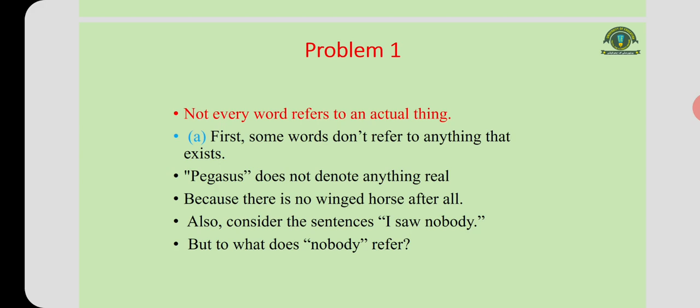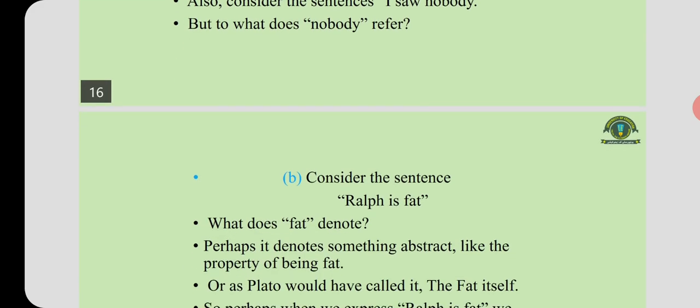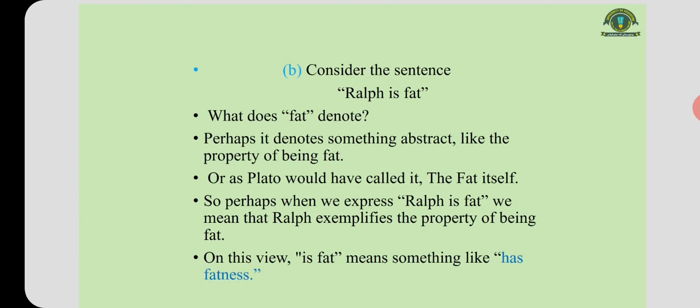So here comes another example. Pegasus does not denote anything real because there is no winged horse after all. Pegasus is basically denoting the winged horse here. Also consider the sentence "I saw nobody." But to what does "nobody" refer? Who is nobody here? Consider the sentence "Ralph is fat." What does "fat" denote here?